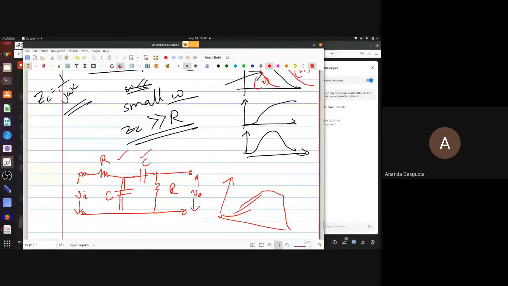Which acts as a short? That's okay. Maybe I was not very clear. At high frequencies, capacitors act like shorts. So this acts like a short, this also acts like a short. So basically what you have is the R with another R here that's shorted out by a capacitor.